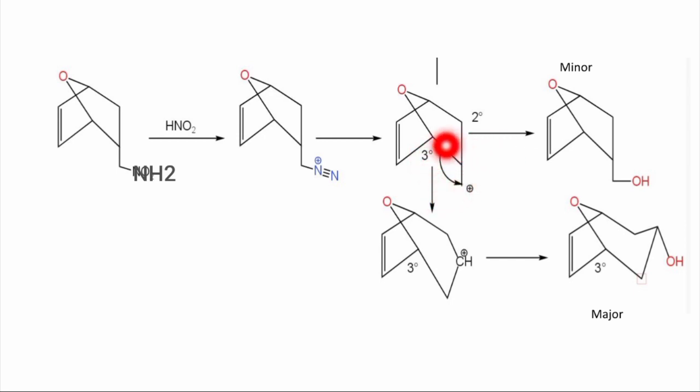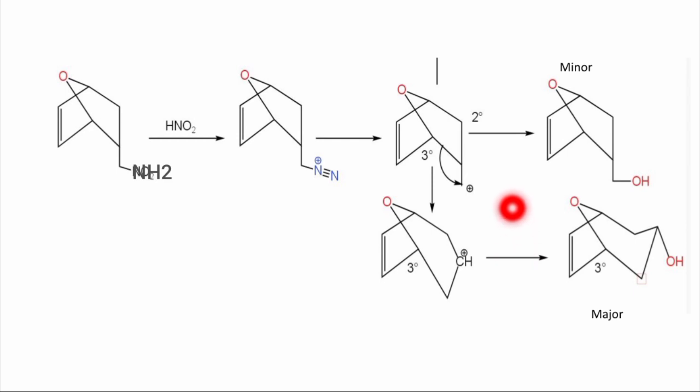I have first migrated this bond, this carbon-carbon sigma bond, from here towards the carbocation, and we get this structure after ring expansion. This is a secondary carbocation, and the secondary carbocation gives us this as the major product. While without any rearrangement we get a primary carbocation, and from the primary carbocation we get this as the minor product.